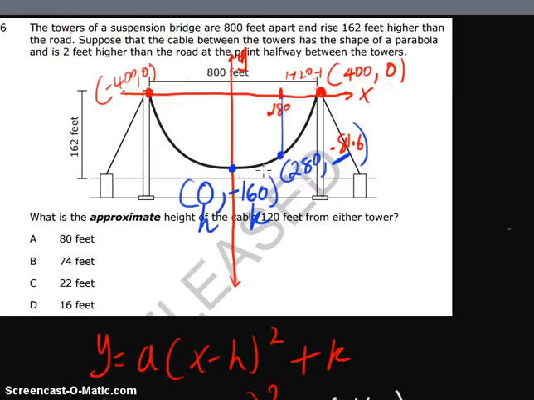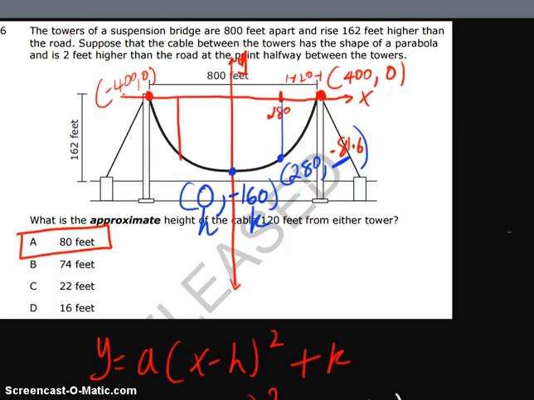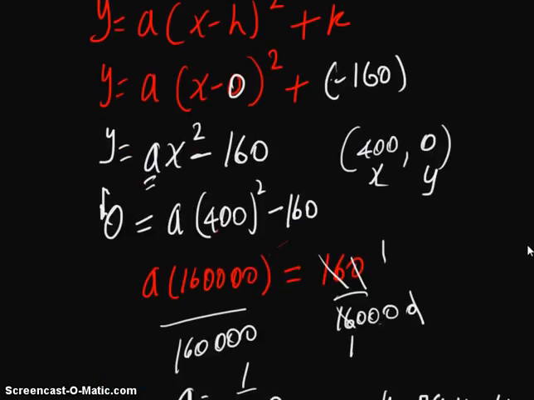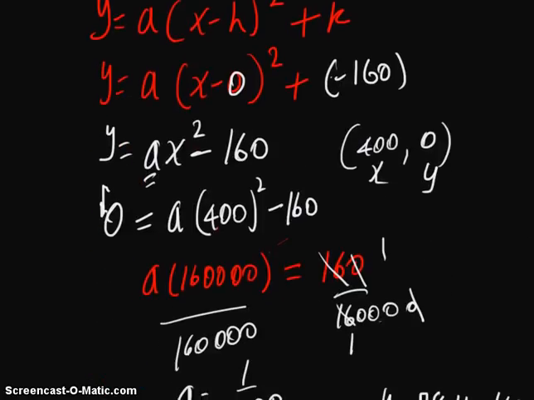So the height of the suspension bridge 120 feet away from either of the two vertices, the two towers, is going to be about 80 feet below. So the correct answer is 80. I told you it was going to be a piece of cake. Alright, this completes this problem.